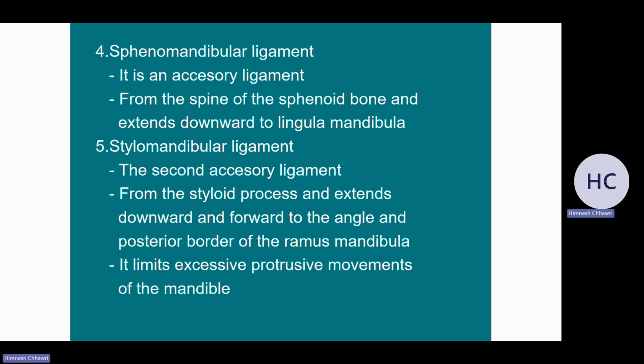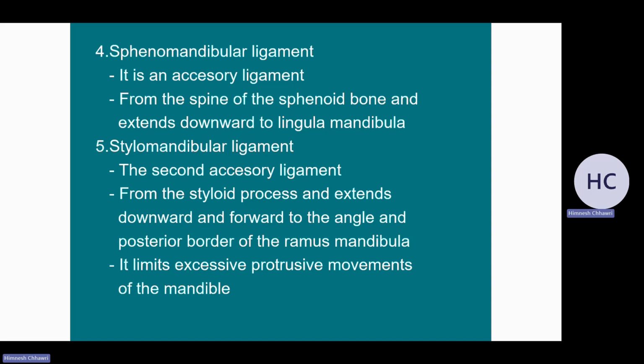Then you have two accessory ligaments. They're accessory, that is, in the way that they support the joint. They're not main ligaments. We have the sphenomandibular ligament. You can tell by the name, if you know the anatomy of the mandible, you can tell already where it runs from. It runs from the spine of the sphenoid bone and moves downwards to the lingula of the mandible.